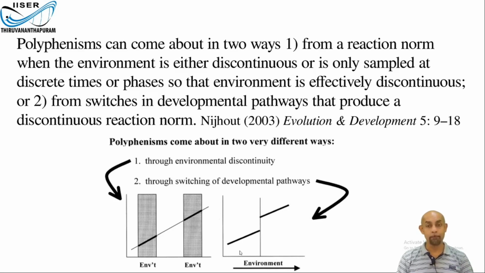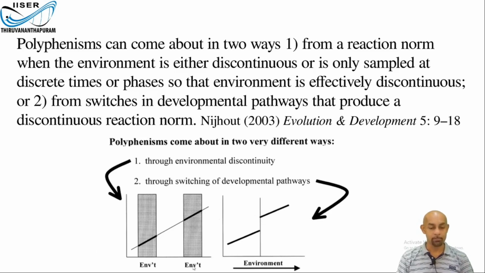On the other hand, you can have this kind of condition where the reaction norm itself is discontinuous. So you have a threshold. Beyond this threshold, you get a different phenotype. Below this threshold, you get a different phenotype. So there's a developmental switch. Under this condition, even if the organism experiences the entire range of environments or the entire range of environmental values, you still end up getting a polyphenism.